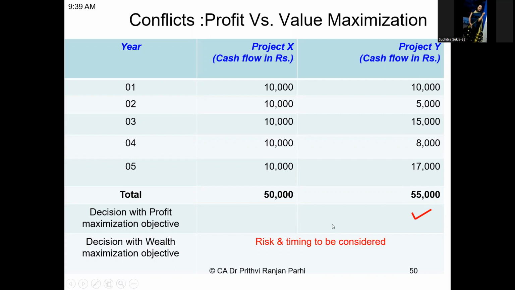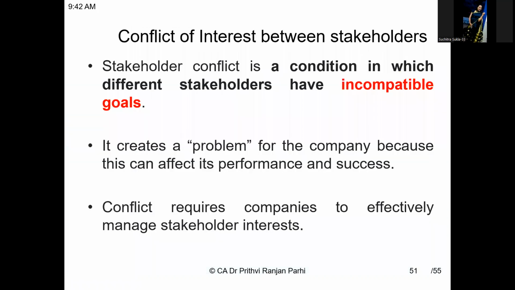But if you consider risk and timing, you can find out project Y is more risky. Thus, project X is less risky. So one may select project X, and the timing of the return you can also see. Project Y is giving a high return in the last year. So one may consider project X because risk is less and timing is also good. So this is one example of the conflict between profit maximization and wealth maximization.